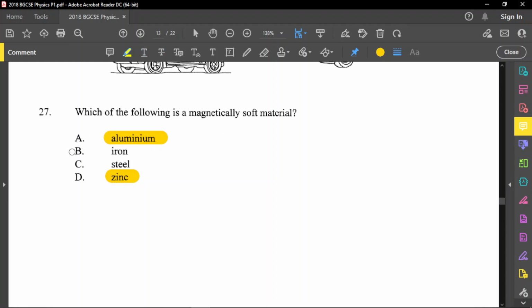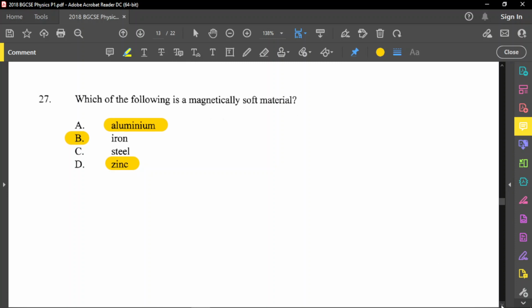Iron is the answer because iron only forms what they call a temporary magnet. Steel will form permanent magnets, all right? And so we say steel is magnetically hard. Iron is magnetically soft because it forms temporary magnets.